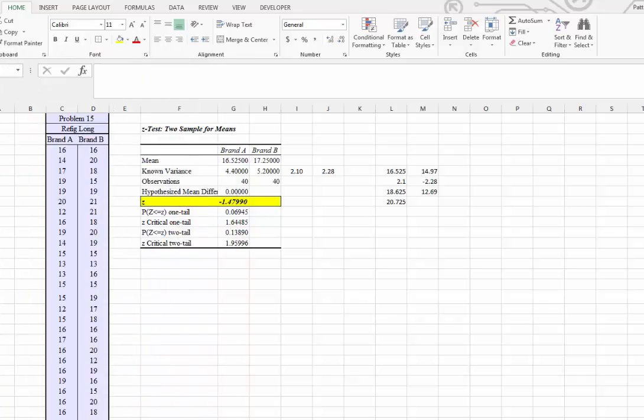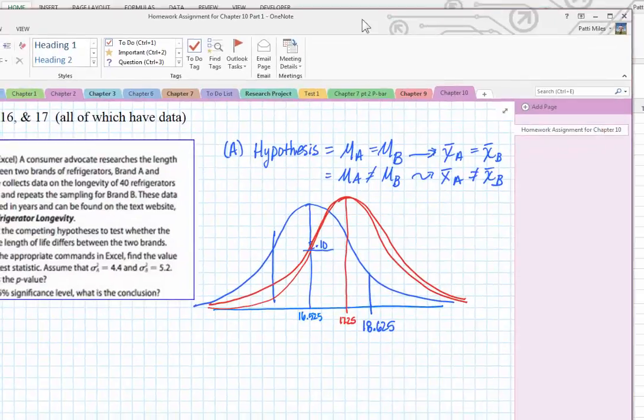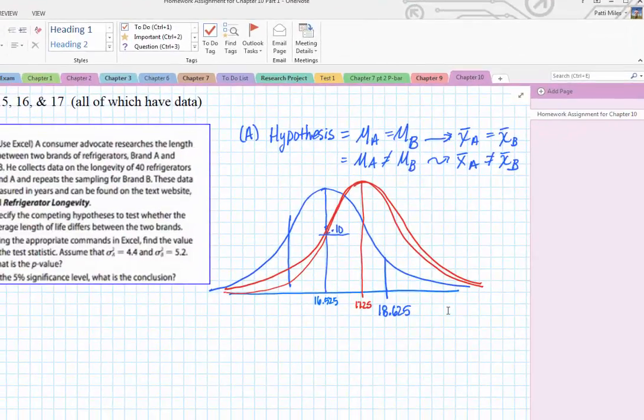So let's just take a look here at the Excel and what it told us. So it told us that our critical value needed to be 1.64, and our value was actually 1.47. So it is not enough different for us to say, yeah, absolutely, they're different. So in this case, the answer would be, we cannot reject the null.